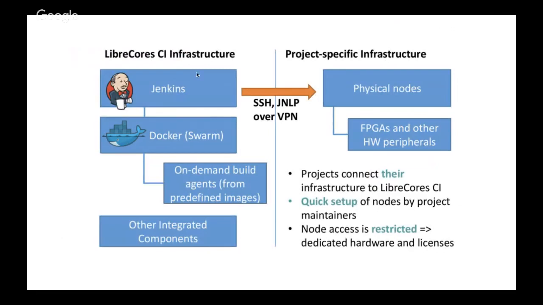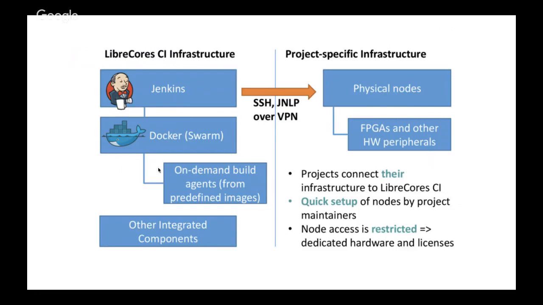Yeah, so I'll just review the LibreCores CI infrastructure. As we can see from the diagram, it is basically powered by Jenkins. All the CI is done in Jenkins. We have created a set of Docker images, which include a set of EDA tools, or installation of all the toolchains which we require for the hardware projects.